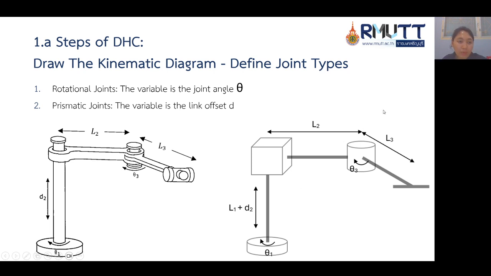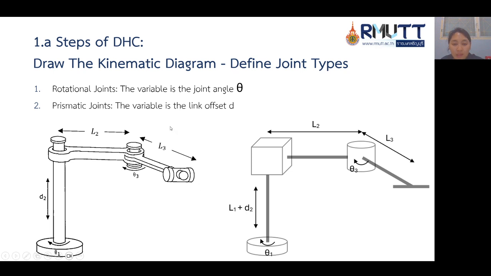The first step is to draw the kinematic diagram and define joint types. There are two joint types: the rotational joint, where the variable is the joint angle theta, and the prismatic joint, where the variable is the link offset d. We can see from this picture the original 3DOF arm robot. This is joint 1, joint 2, and joint 3. This is the end effector.